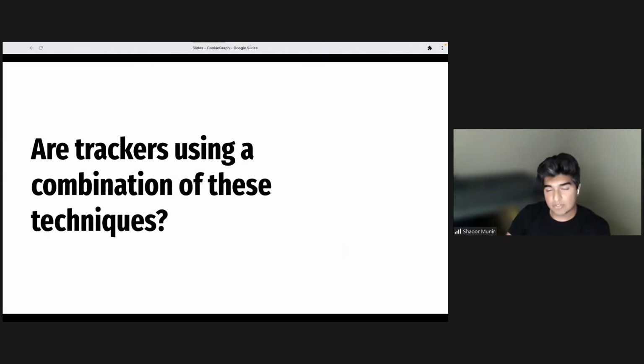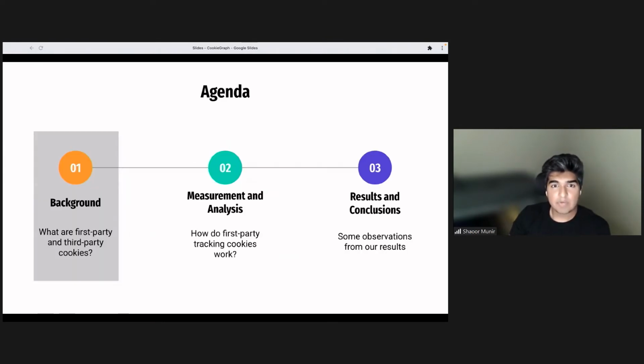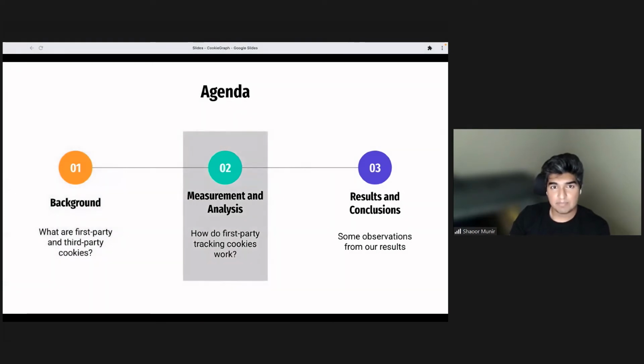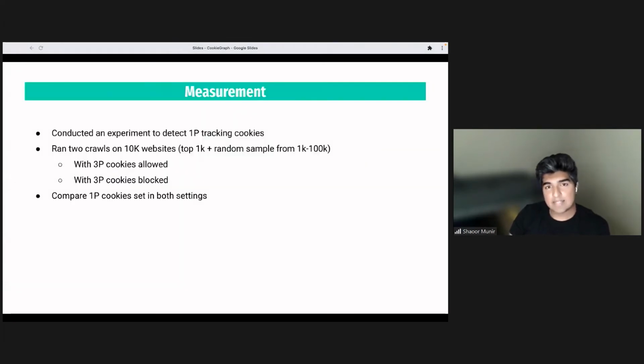So if there's no one good solution, are trackers making use of a combination of these techniques? If so, then how can we go about detecting that? This is what we attempted to answer with our measurement study. We designed a measurement to detect increased usage of first-party cookies once third-party cookies were blocked. Our intuition was that forcing the trackers to use methods other than third-party cookies will reveal the behaviors and patterns that they are planning to use in the face of a widespread third-party cookie blockage.